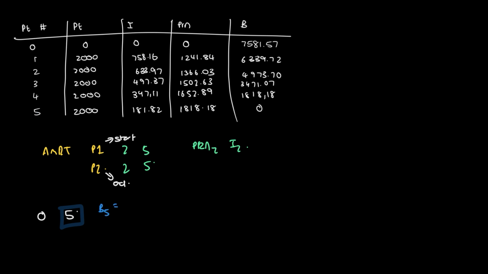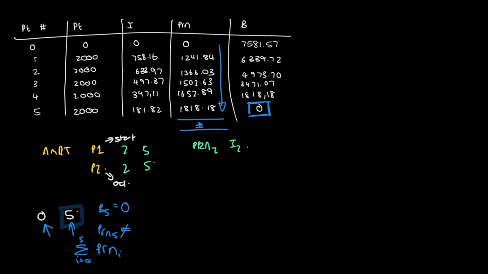So in this case, that would be 0 because B5 is this here. But it's not going to give us PRN5 because we have asked for it to give it to us from 0 to 5. So it's actually going to give us the summation of PRN from I is equal to 0 to I is equal to 5. So it's actually going to sum up everything here and give us that value.